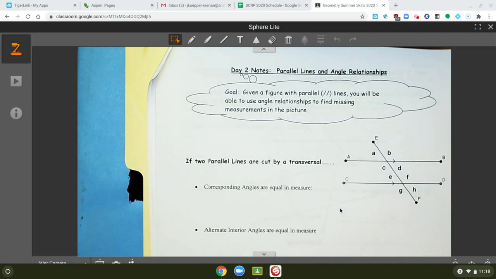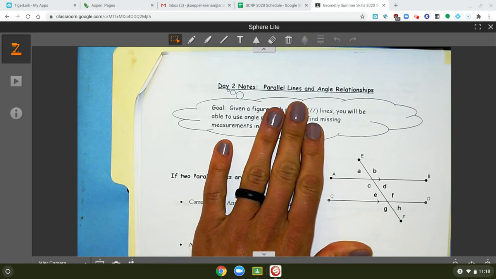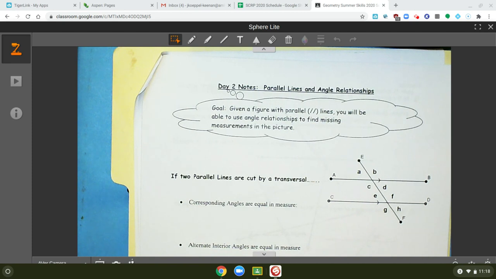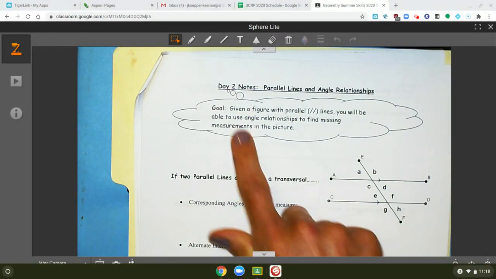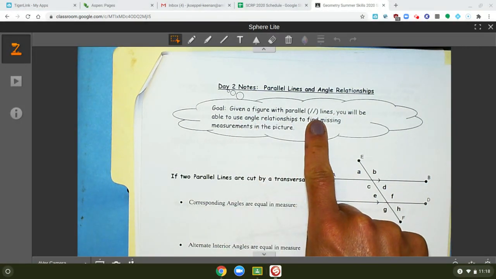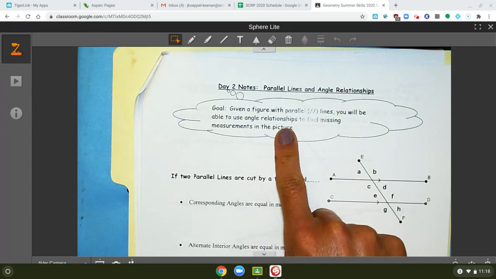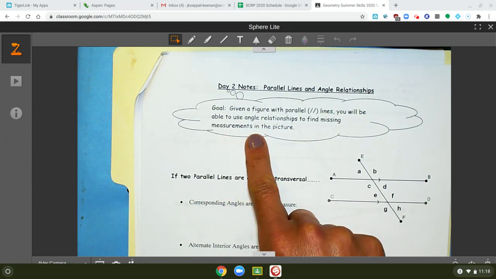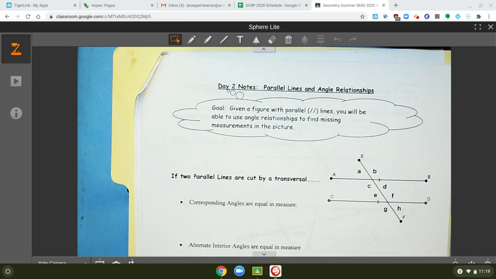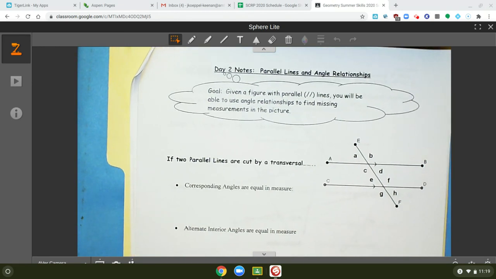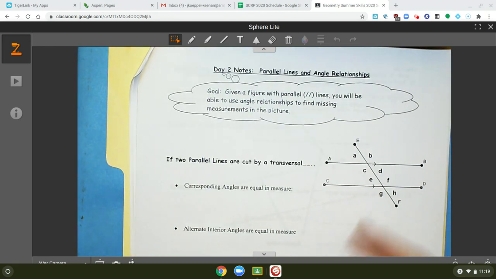So for today, we're going to be focusing on parallel lines and their angle relationships. Our goal for today: given a figure with parallel lines, you will be able to use angle relationships to find missing measurements in the picture. Today we're taking a look at two parallel lines cut by a transversal.